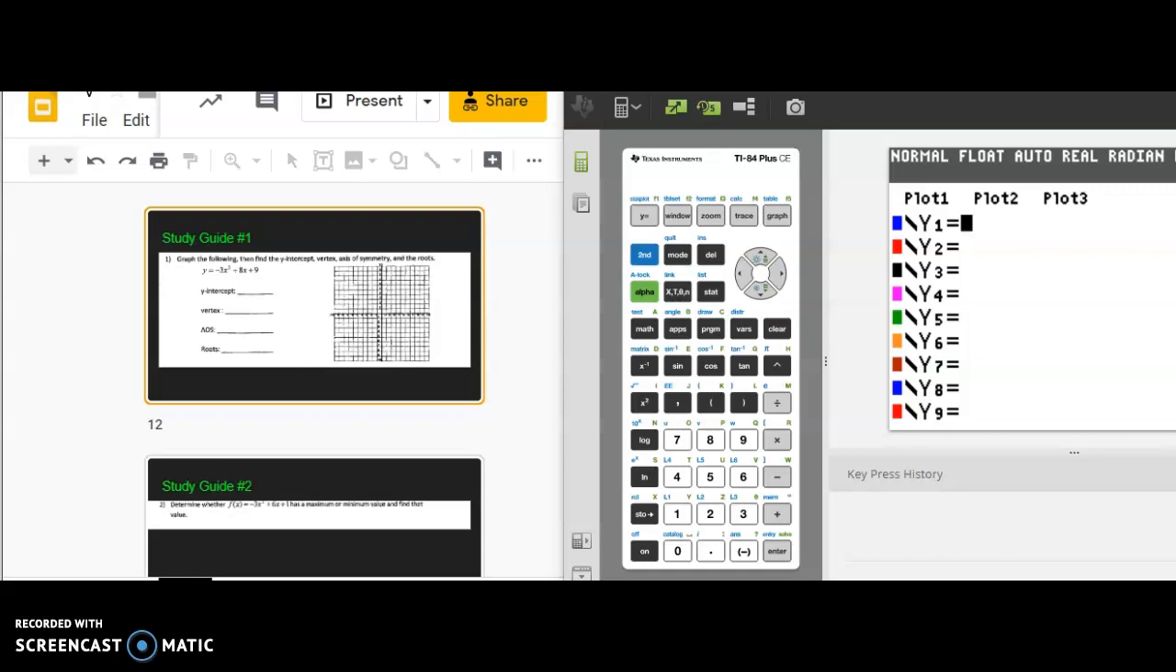Okay, so number 1 can be done pretty much all in the calculator. The first question that it asks is what is the y-intercept? And that one's easy because it's the c value right here. So the y-intercept is going to be 9.